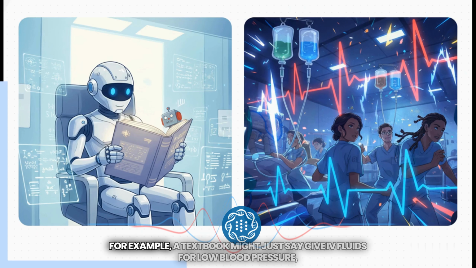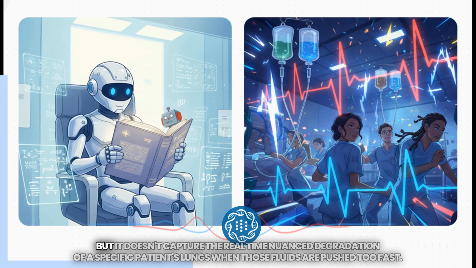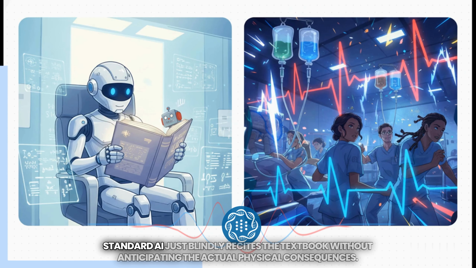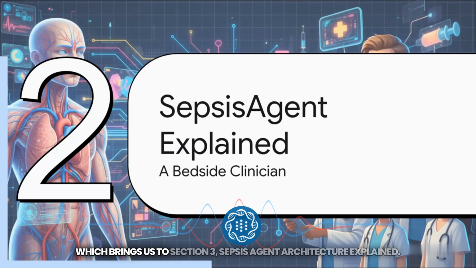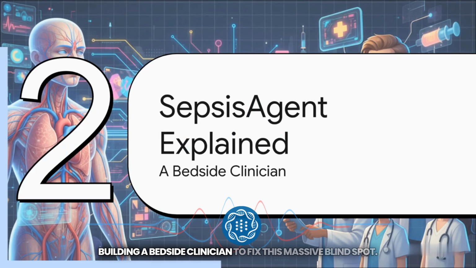For example, a textbook might just say, give IV fluids for low blood pressure. But it doesn't capture the real-time, nuanced degradation of a specific patient's lungs when those fluids are pushed too fast. Standard AI just blindly recites the textbook without anticipating the actual physical consequences. Which brings us to Section 3, SepsisAgent architecture explained, building a bedside clinician.